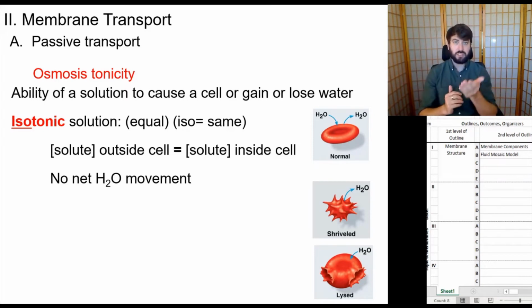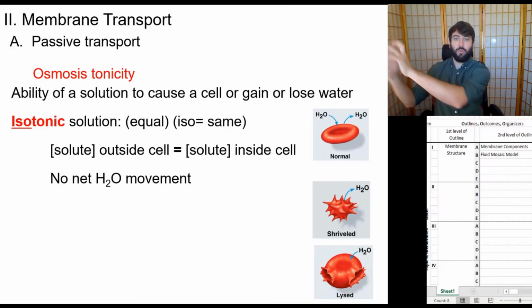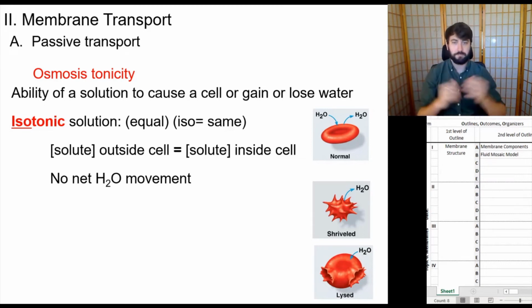So this makes sense. Iso comes from the root meaning same. So iso equals same. So same levels of solute inside and outside of the cell. Isotonic. So there's going to be no net movement of water, right? There might still be some exchange of water, that dynamic equilibrium thing, but there's not going to be like all the water from here going to here, right? Okay.